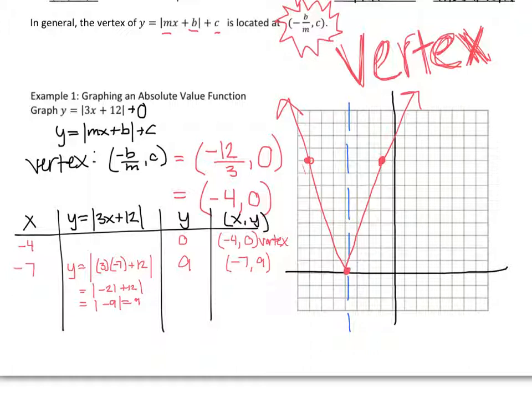Ta-da! So that point would be what? -1, 9. Ta-da, you've graphed it. These are what the first 4 problems on your homework are going to be like. Figure out the vertex first. That tells you where the axis of symmetry is. Get 1 more point, and then just translate that, fold it over to the other side.